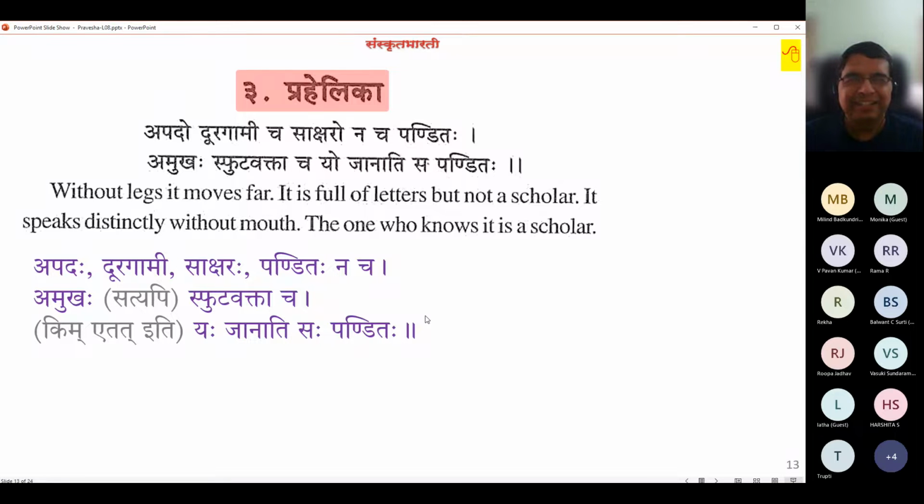Yeah. Letter radio, sir? Radio is a good answer. I like this. Radio is also a good answer because it doesn't have feet but goes far in the air, right? And obviously everything in radio is about words, and it's not a pandit in any sense. And Amukah sputavakta, maybe we can say the speaker in the radio is like a mouth and he speaks clearly, but it's not like a regular face with two eyes, nose, etc. So it applies. So Bhagini is very correct. So how do you call radio in Sanskrit?